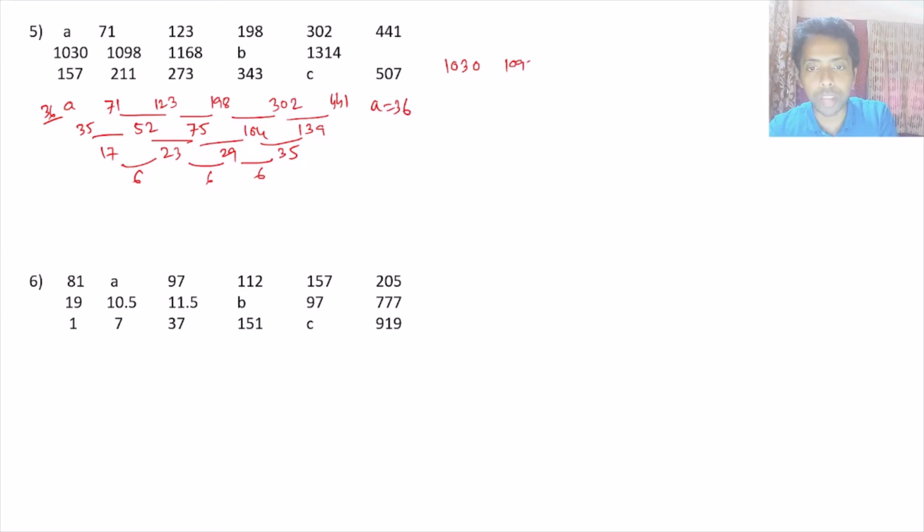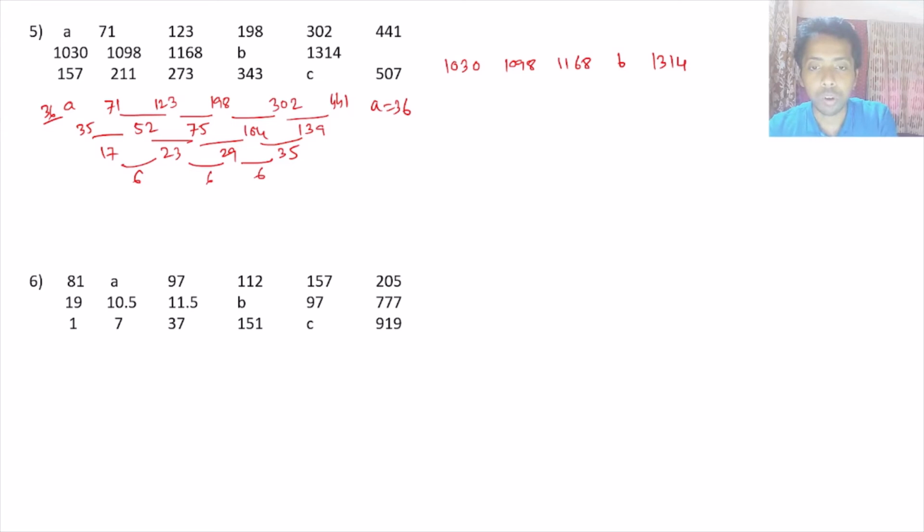1030, 1098, 1168, B and 1314. Right. Now, the numbers are very small here. At the first moment, you may think that this is a tough one, or that the numbers are very small. How can the logic be easily found out? See, at times you have to take into account the squares of numbers. I told you earlier to remember the squares of numbers up to 50, right? So these are the kind of places where it would help.